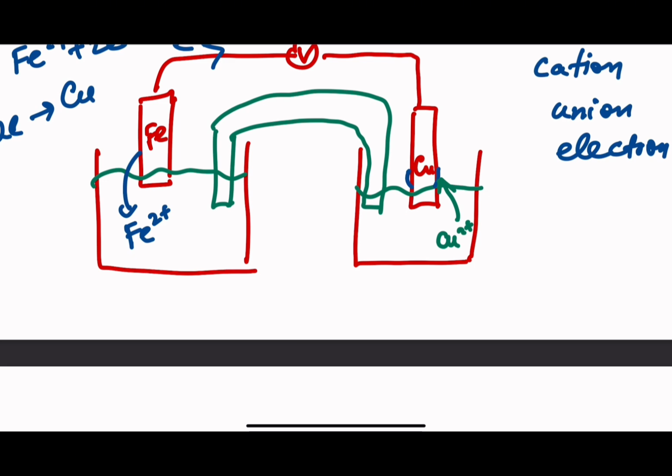Now we know that this side becomes partially positive and this side becomes negative, so we need to balance it with the salt bridge. For the salt bridge, I'm going to use sodium nitrate, as we did in the lab. In order to counterbalance this, the nitrate ions are going to flow through here, and the sodium ions are going to flow to here.